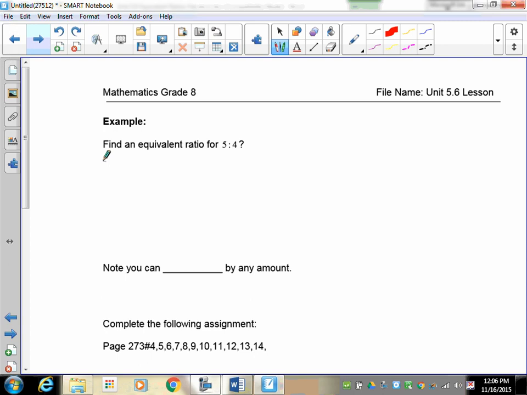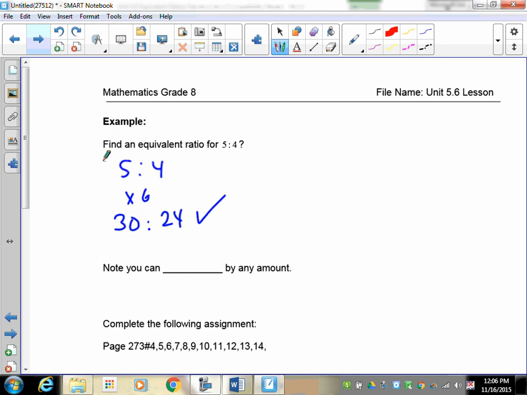All right, so again, take your 5 to 4. If you want to make an equivalent ratio, choose a number to multiply by. I'm going to choose a 6. All right, now 5 times 6 is 30. 6 times 4 is 24. There I go, I'm done.